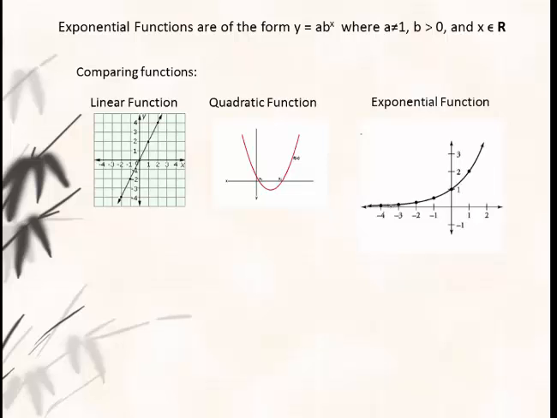If I have an exponential function that is going up as we move from left to right, this is called exponential growth. If I have an exponential function that moves downward as I move from left to right, this is called exponential decay. And next, what we need to discuss is how to graph an exponential function.